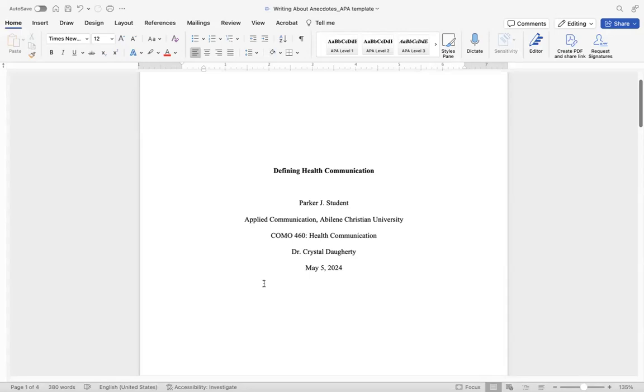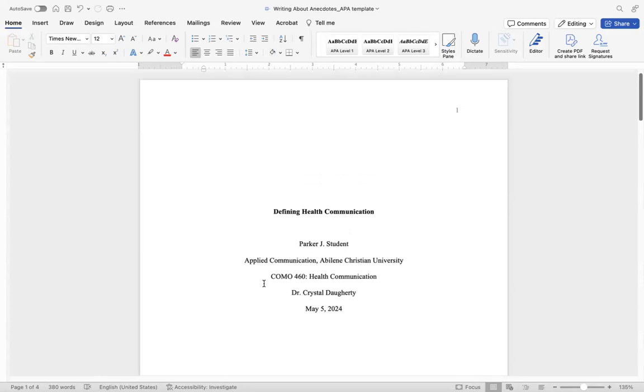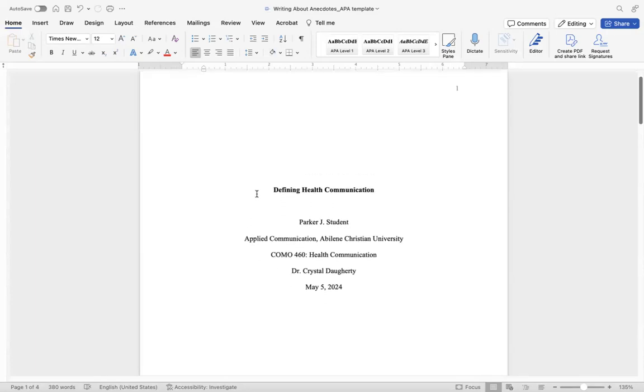So as you can see, we've started out with the elements of the title page. We have the title, Defining Health Communication, an extra double space. Then we have the student's first name, middle initial, and last name. We have the name of their program that they're writing for, Applied Communication, the name of the university, Abilene Christian University. We have the course number and name, COMO 460 Health Communication. The professor this term for this course is Dr. Crystal Doherty, and the due date is May 5th, 2024.